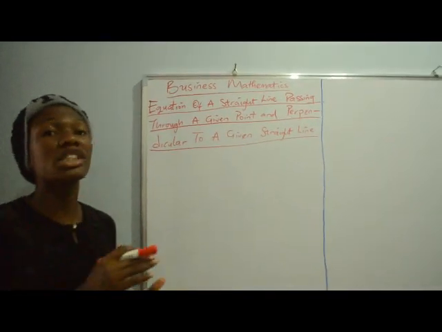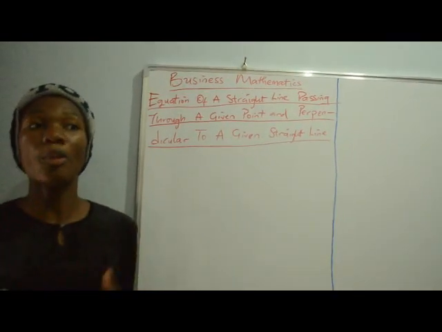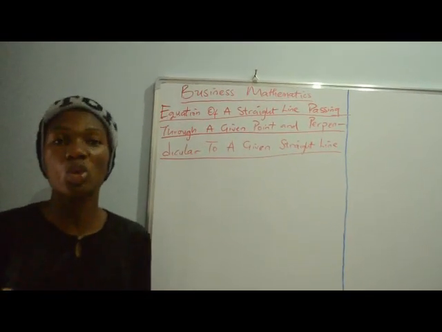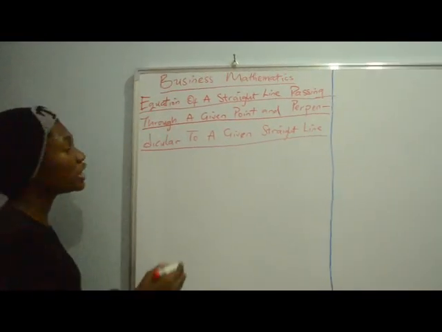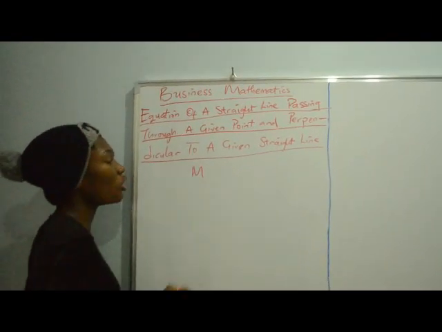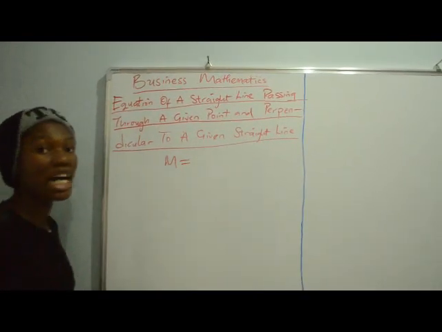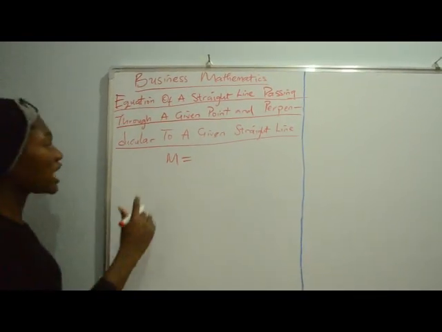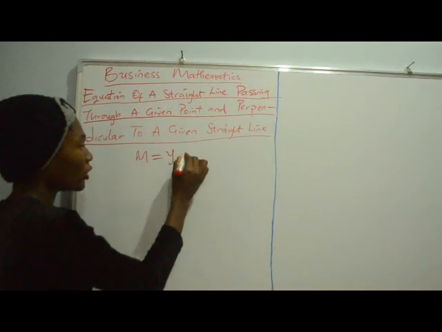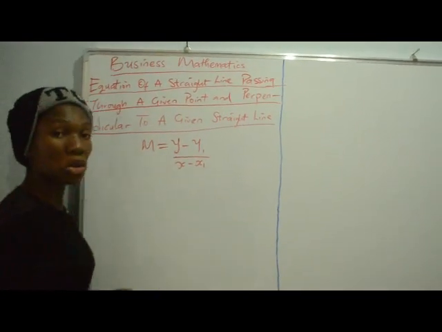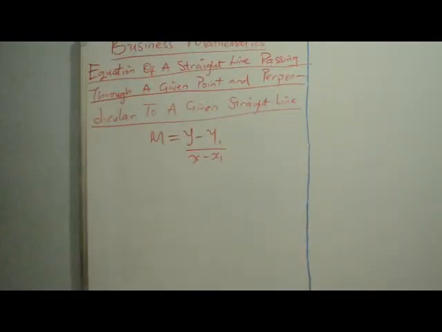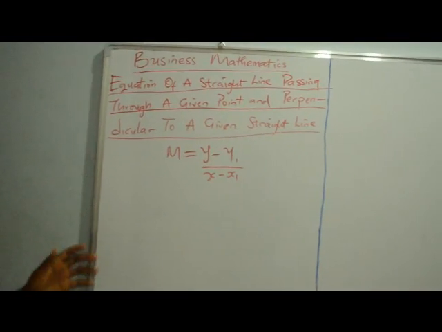By the way, if you've not watched our video on gradients from the first edition, please do look at it so that you can catch up with us where we are now. This is the format we use for our gradient when we want to determine the equation of a straight line. We have that m is equal to y minus y1 over x minus x1. This is our formula for determining the equation of a straight line.